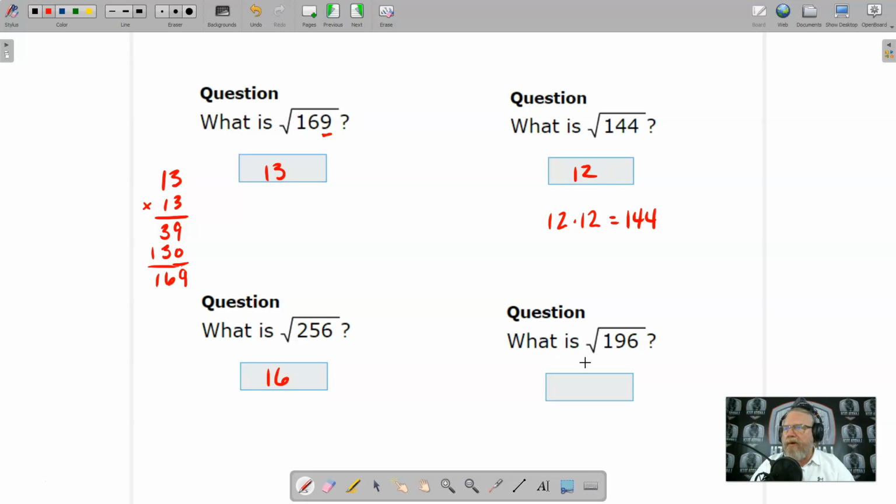All right, square root of 196. Well, notice that 169 was 13. So let's try 14, and that's probably going to work well because 4 times 4 is 16. So the number in the ones place is going to end up being a 6 if I multiplied 14 times 14. So let's go ahead and do that. 14 times 14. 4 times 4 is 16. Carry the 1. 4 times 1 is 4, plus 1 is 5, and then we're going to get 14 down here, and we'll end up with 6, 9, 1. Indeed, 14 times 14 is 196, so 14 is the square root of 196.